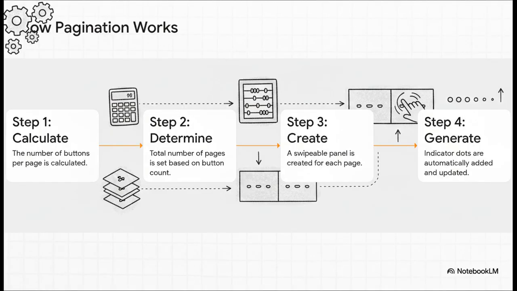Okay, the pagination is where things get almost magical. Check this out. As a developer, all you do is give the dashboard a bunch of buttons. That's it. From there, the component itself calculates how many buttons fit on a page, figures out how many pages it needs, builds the whole swipeable interface, and creates and updates those little indicator dots at the bottom. It's all done for you.